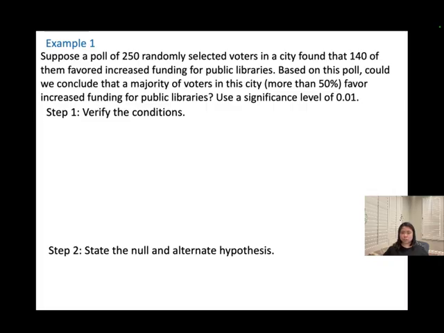In this question, they never mention the mean or standard deviation, so you know we are working on a proportion. Okay, so verify the conditions. We'll be assuming this is a simple random and independent sample.